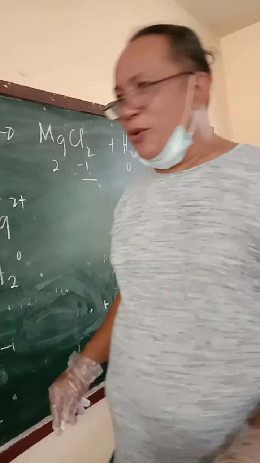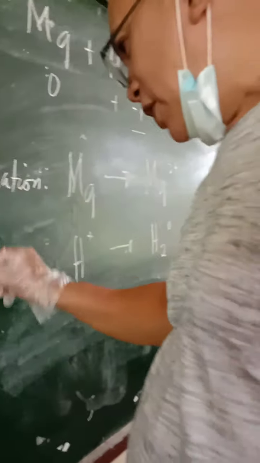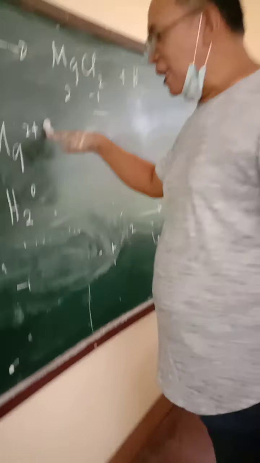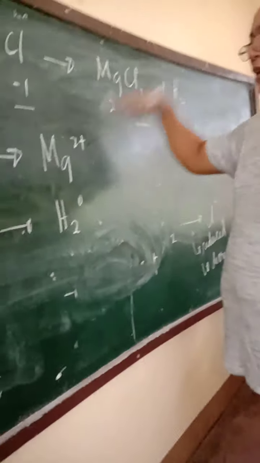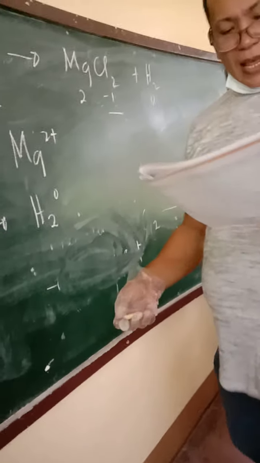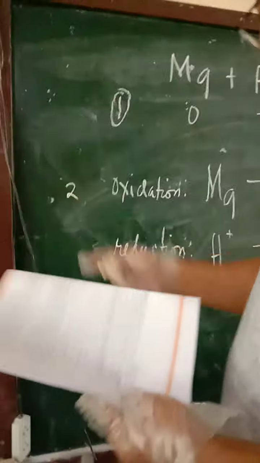The second step is we have to determine the oxidation and reduction. So, this is oxidation, and this is reduction. Obvious. If it goes from 0 to positive 2, the oxidation number is increasing. Here, the oxidation number is decreasing. So that is called reduction.